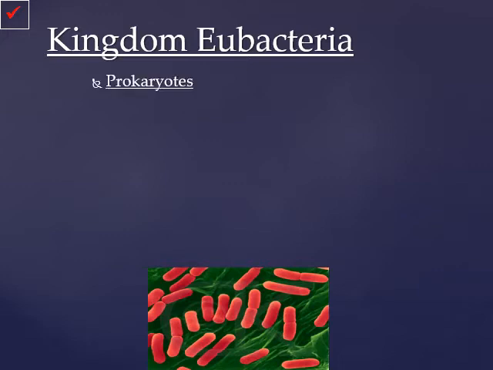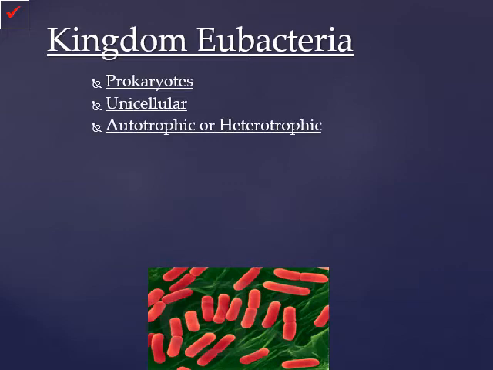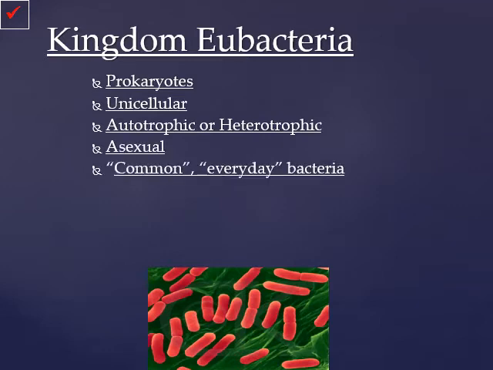The kingdom Eubacteria. These are also prokaryotic, unicellular, autotrophic or heterotrophic, reproduce asexually, and these are your common everyday bacteria. So this bacteria can be found almost everywhere. It's on your skin, it's on your desk, it's on your headphones, it's on your phone, it's everywhere. Eubacteria. It's everywhere. Get used to it.